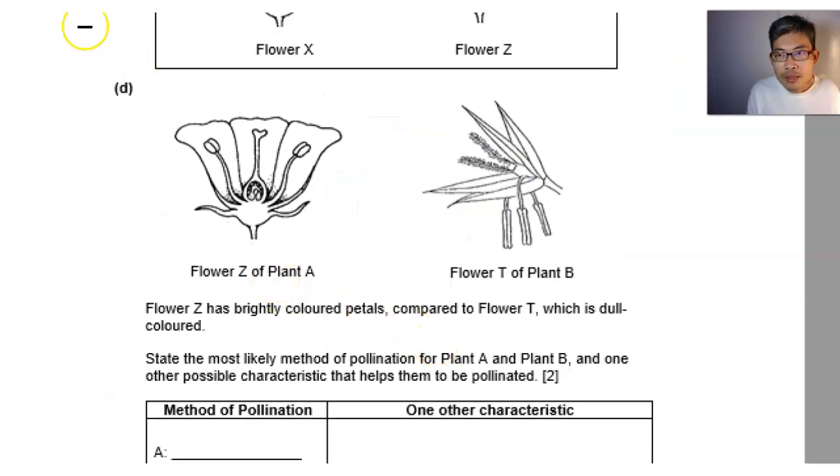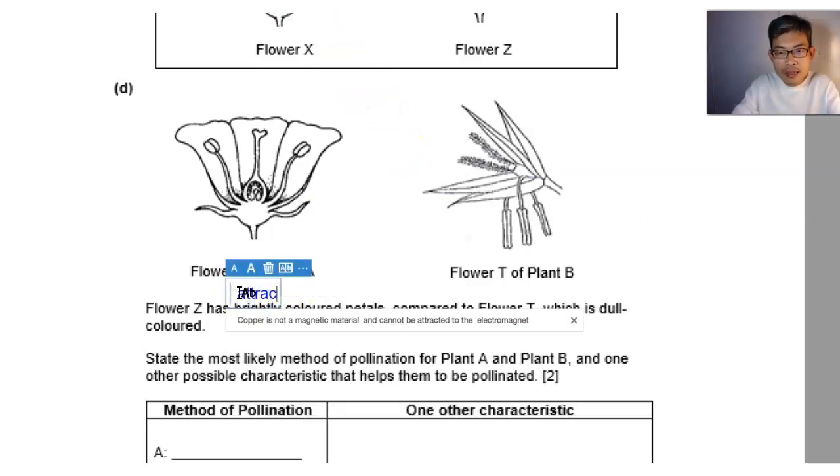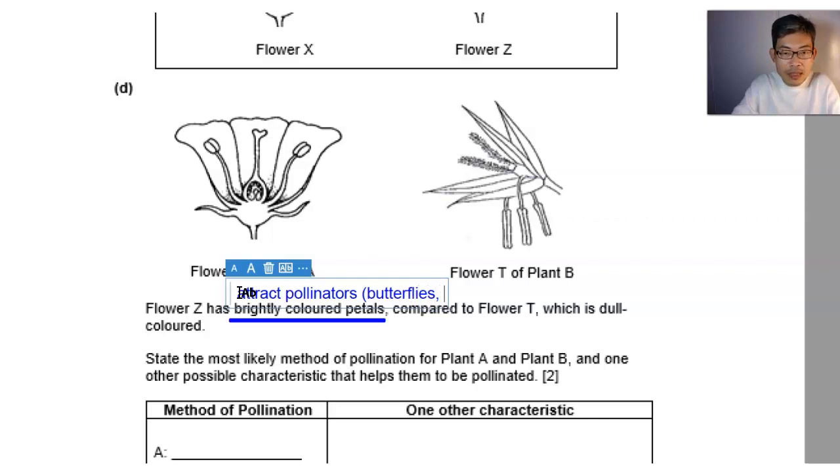Now the two flowers that have brightly colored petals. Now this will already tell us something. This is going to be insect pollinated, because the purpose of petals is to attract pollinators, right? So this is definitely meant to attract pollinators. And pollinators are things such as butterflies or bees, for example. There could be others, but these are some examples. Right? Even birds can be pollinators, like hummingbirds.